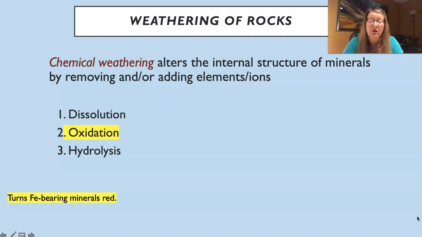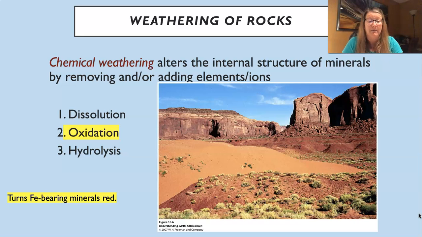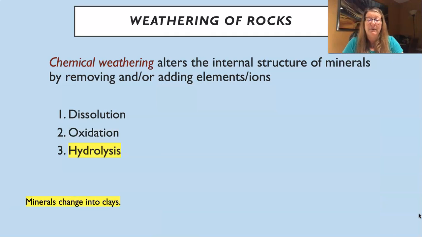A second type of chemical weathering is called oxidation. Another word for oxidizing something is rusting it. This process turns iron-bearing minerals red. It oxidizes them. So when you see these beautiful scenarios like the southwest of the U.S. with all of these red rocks, they're red because the iron-bearing minerals within them, such as pyroxene, augite, have turned red by oxidation processes.